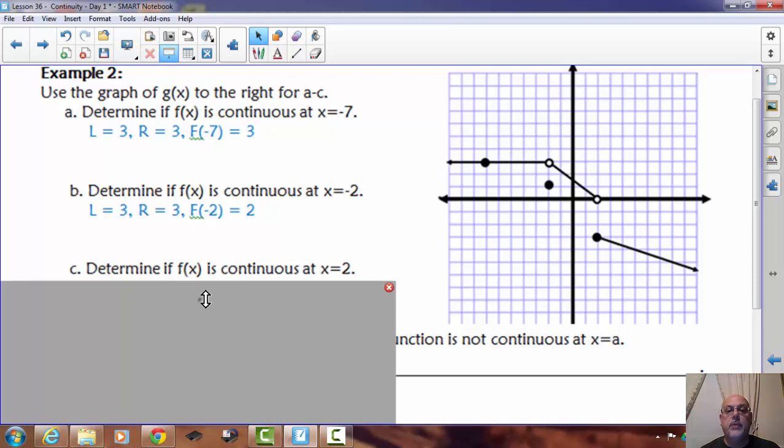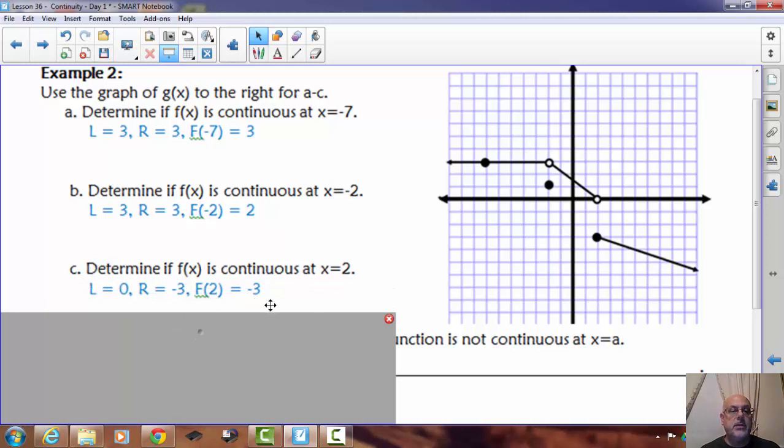Well, let's find out if we're continuous at x equals 2. As you approach from the right, follow the cursor, the limit is negative 3. When I approach x equals 2 from the left, the limit is 0. Since they already don't match, the function is discontinuous at x equals 2. And if I ask you to evaluate f of 2, it's going to be negative 3. All of these have to match for the function to be continuous at that value.